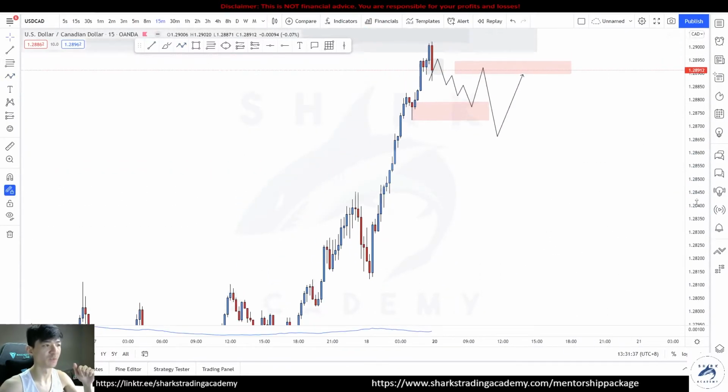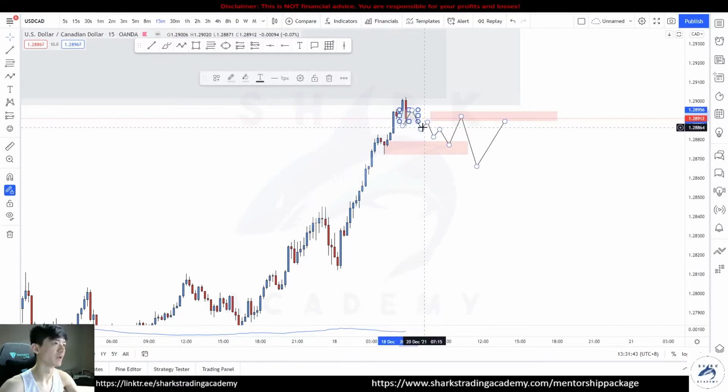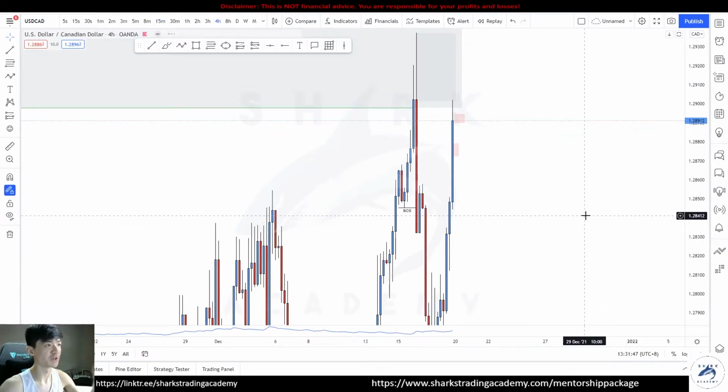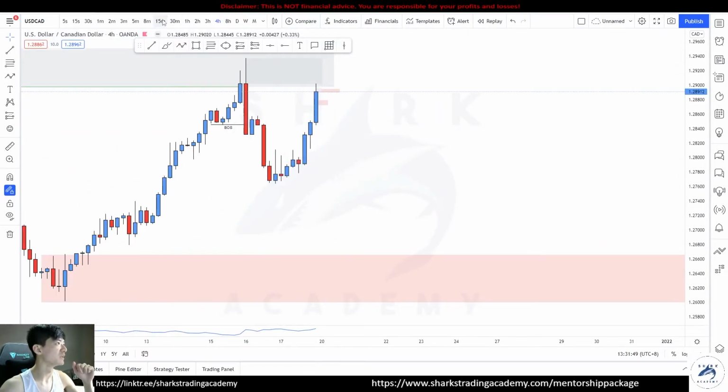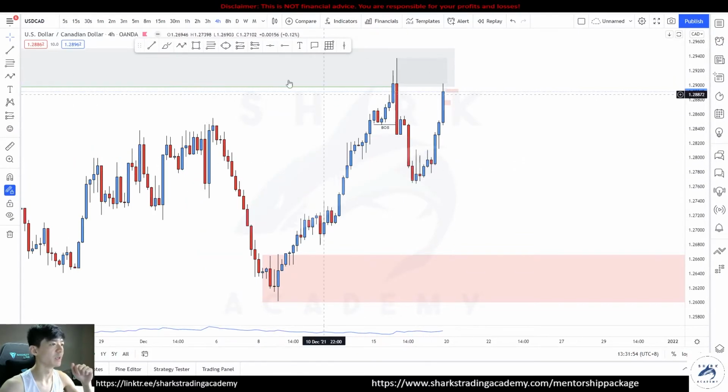So this is one of the ways the Sharks Academy uses, and if you don't understand what we are doing, please do not use them. Okay, you are responsible for your own trading techniques. Whatever I'm saying here is not financial advice. So please understand this.